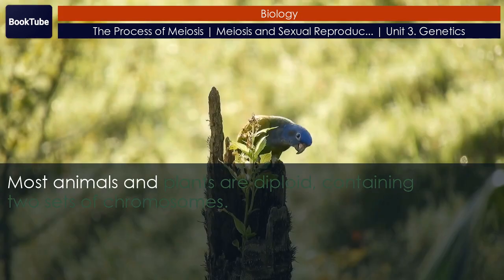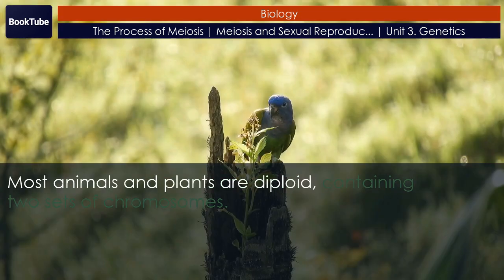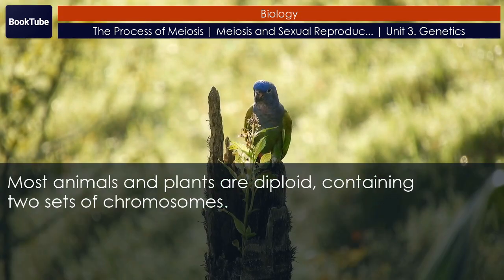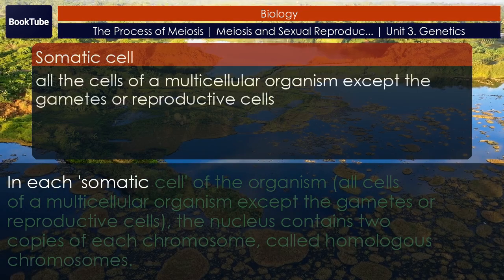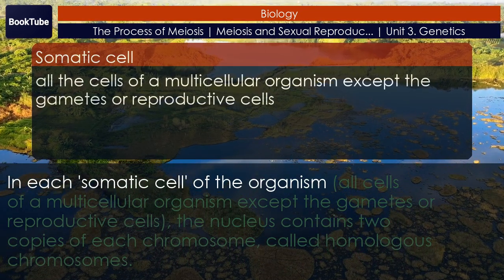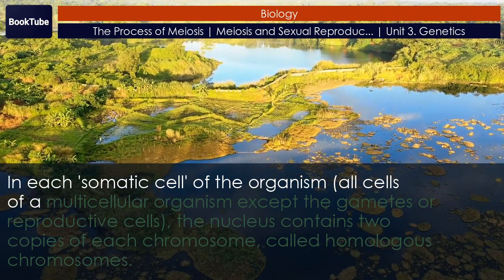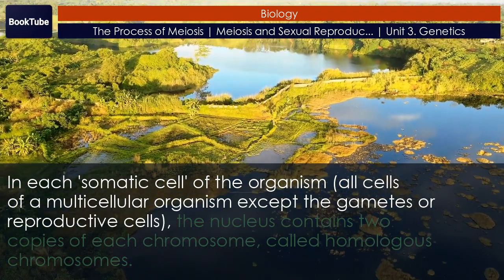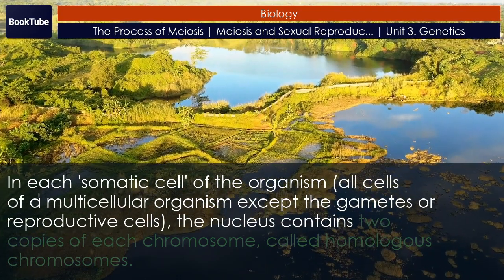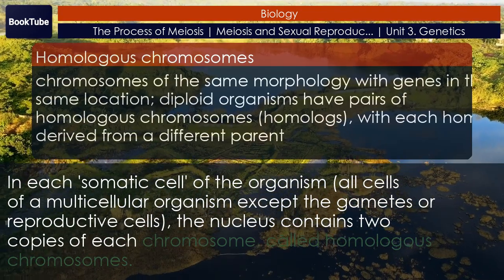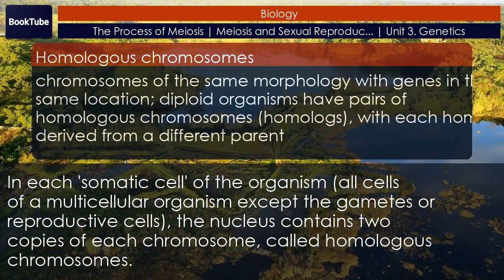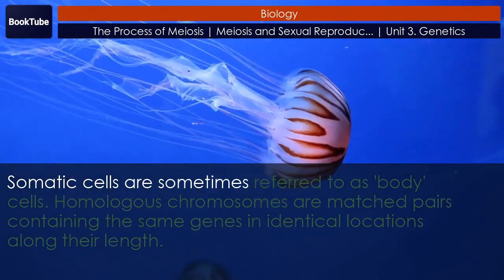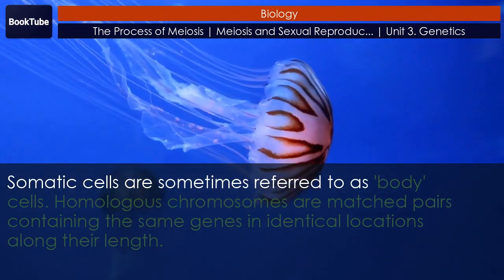Most animals and plants are diploid, containing two sets of chromosomes in each somatic cell of the organism. Somatic cells are all cells of a multicellular organism except the gametes or reproductive cells. The nucleus contains two copies of each chromosome, called homologous chromosomes. Somatic cells are sometimes referred to as body cells.